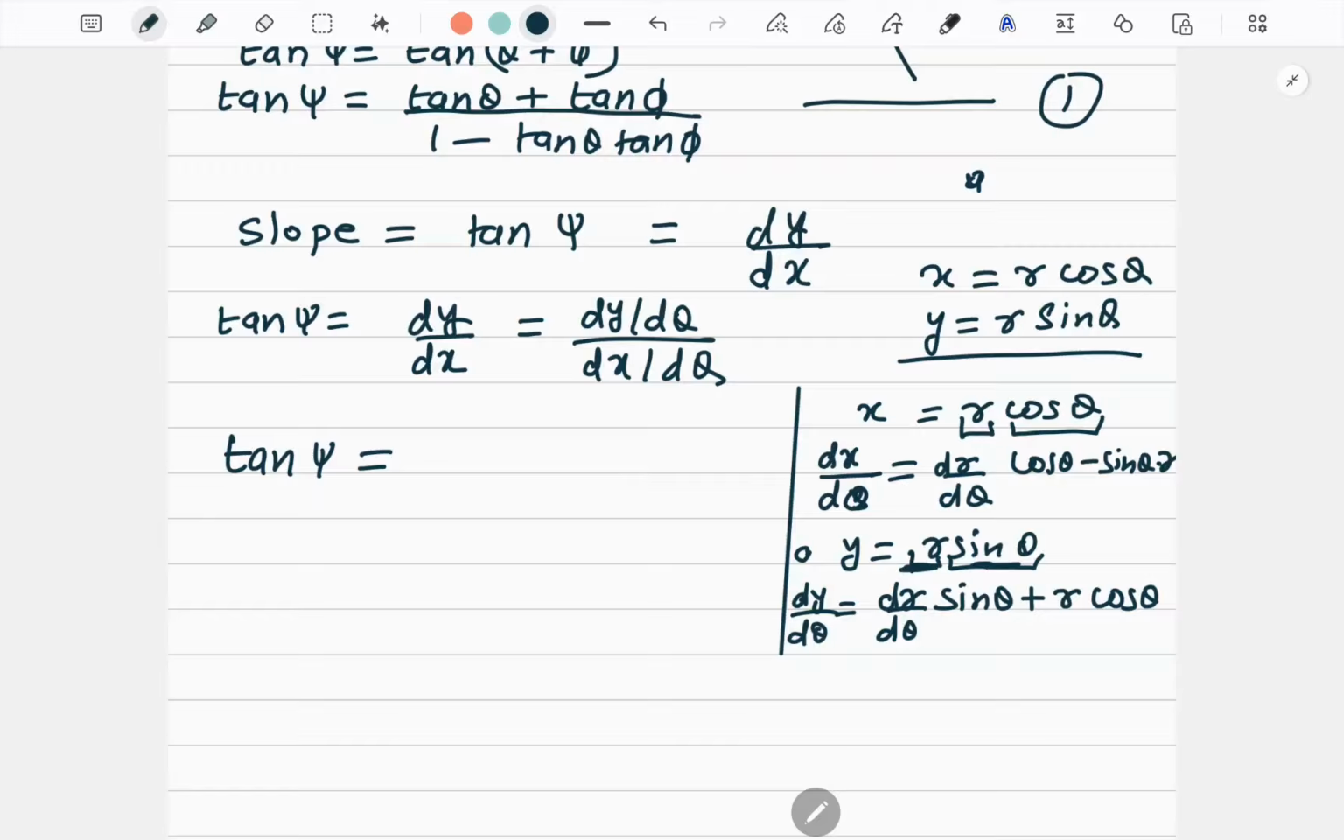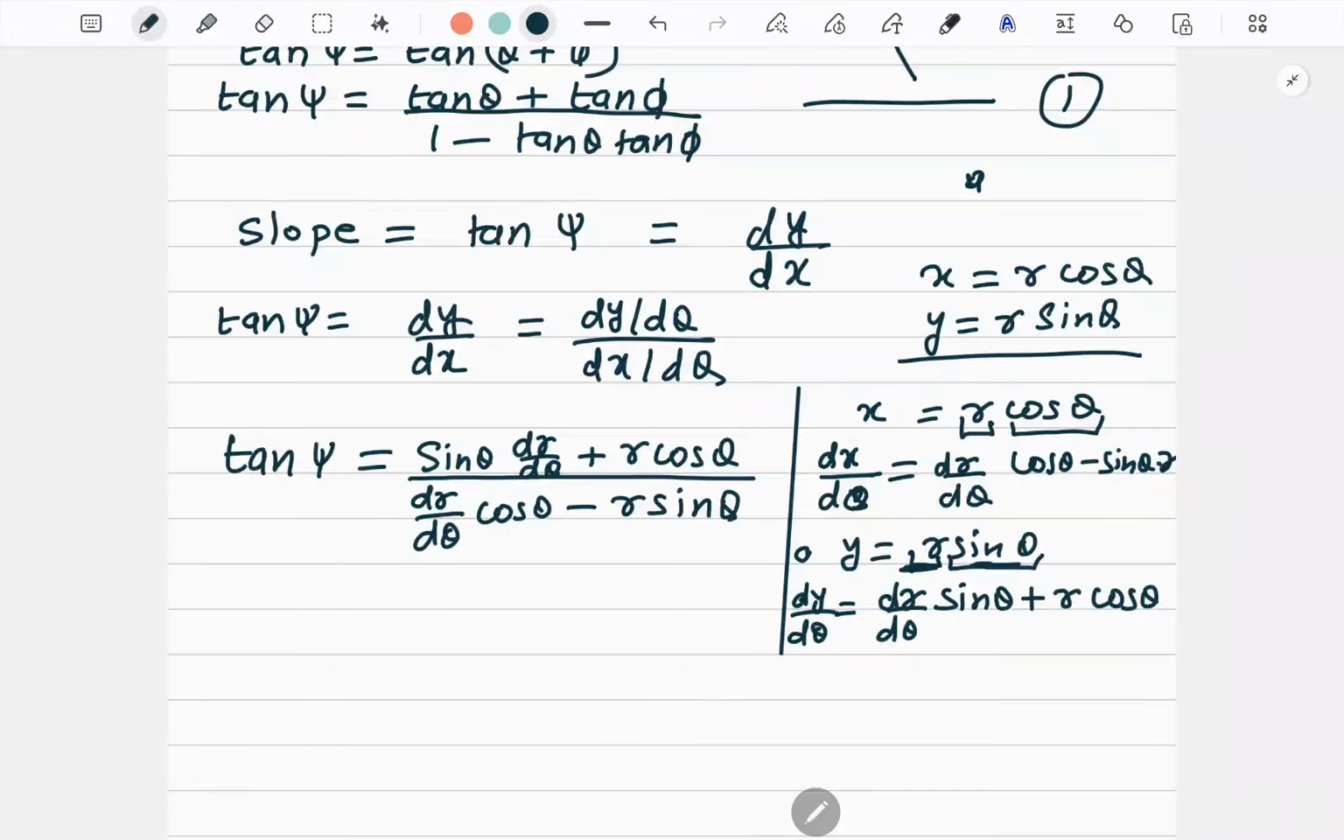That's it. Now I will substitute both these values here. What is dy by d theta? It is sine theta dr by d theta plus r cos theta, upon, what is dx by d theta? It is dr by d theta cos theta minus r sine theta.